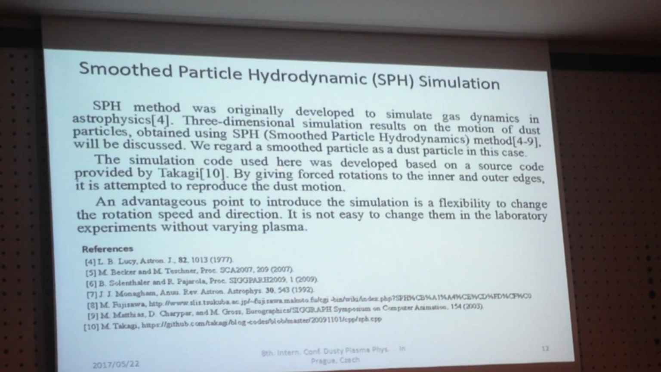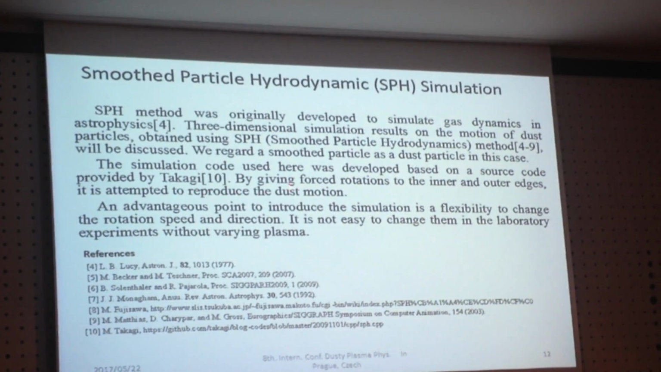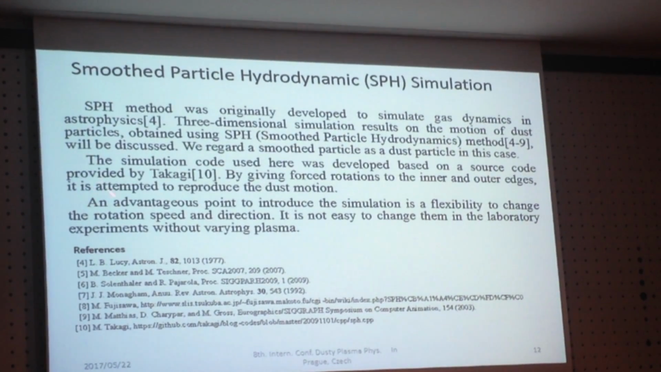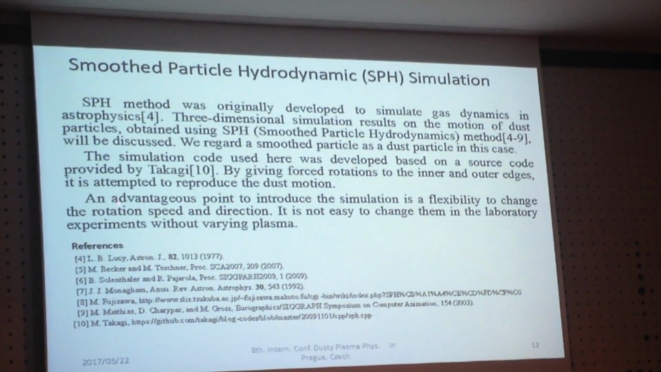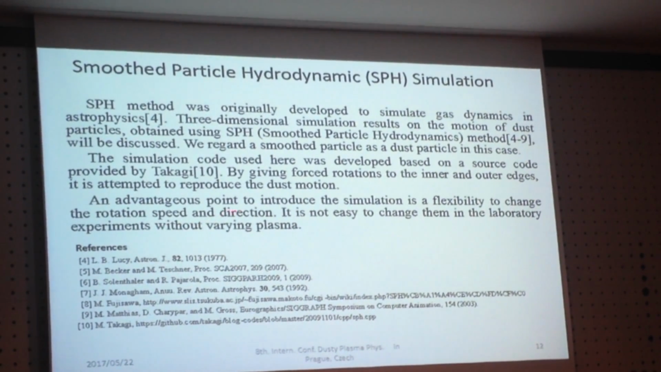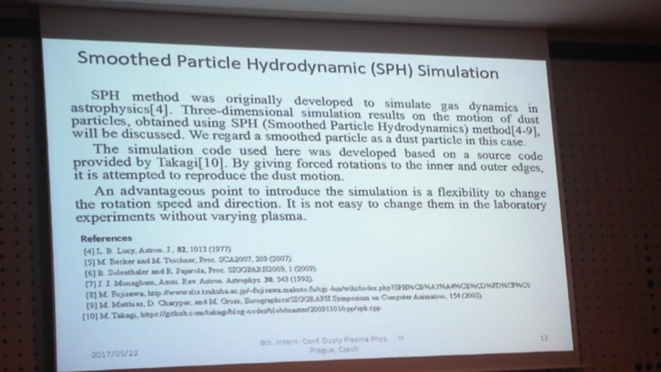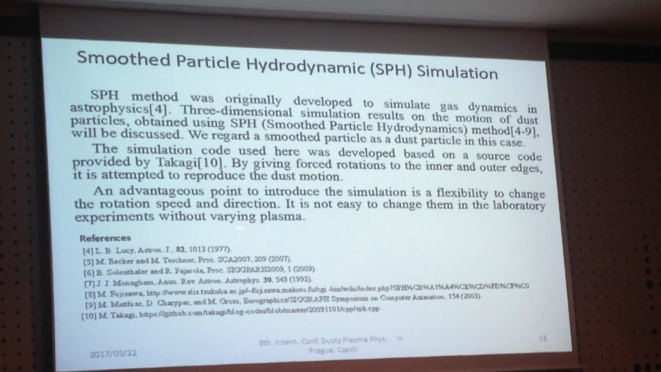The simulation code used here was developed based on the source code provided by Nakagi. By giving forced rotation to the inner and outer edges, we attempt to reproduce the dust motion. An advantageous point of introducing the simulation is the flexibility to change the rotation speed and direction. It's easy to change them and allows us to explain the motion without dividing the puzzle.